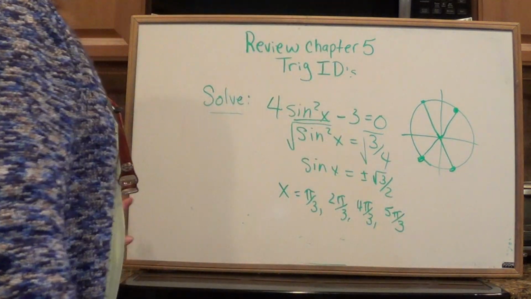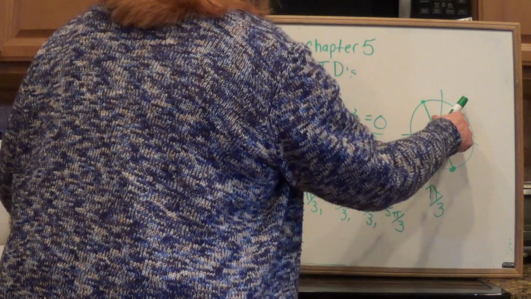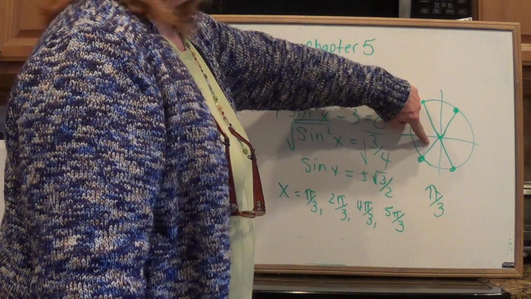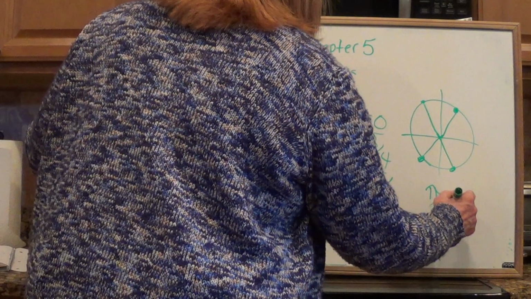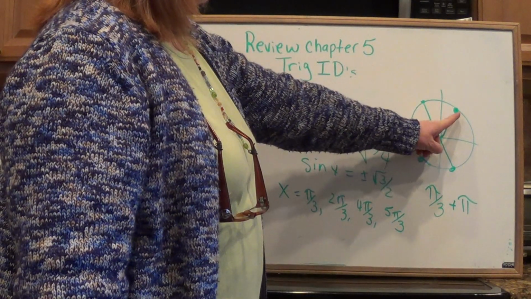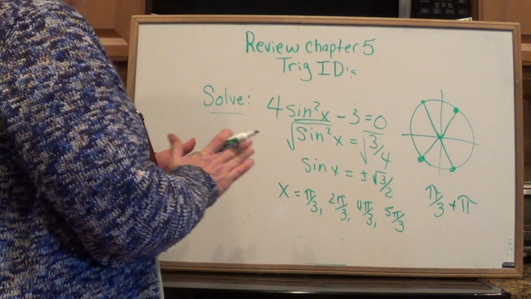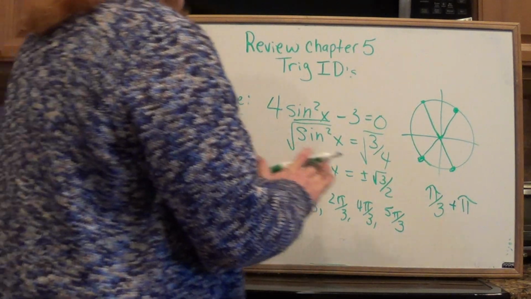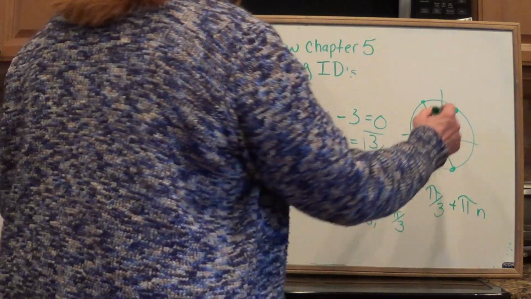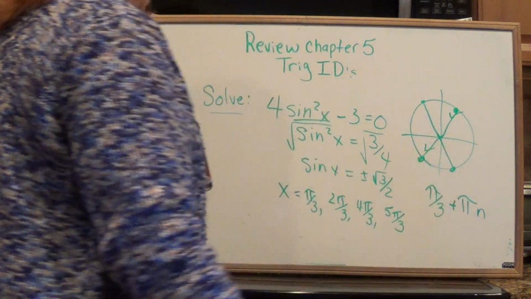So remember how this works. We can take pi over 3 and generate the one that's right across from it by adding how many radians? Pi radians. So then we can add another pi and keep going around by half circles until we get them all. So we indicate that to our reader by the pi n. So pi over 3 plus pi n takes care of this one and all the ones that are spun off of that one and that one.